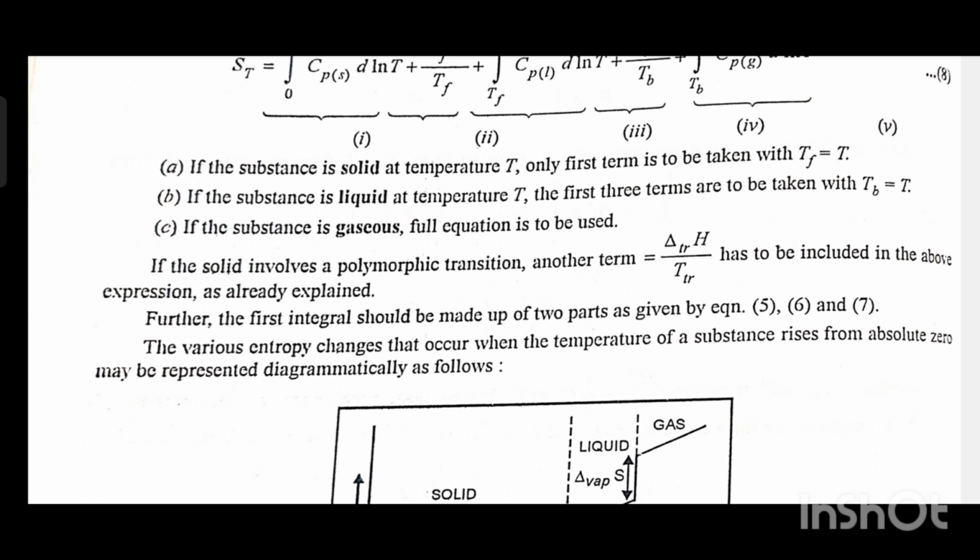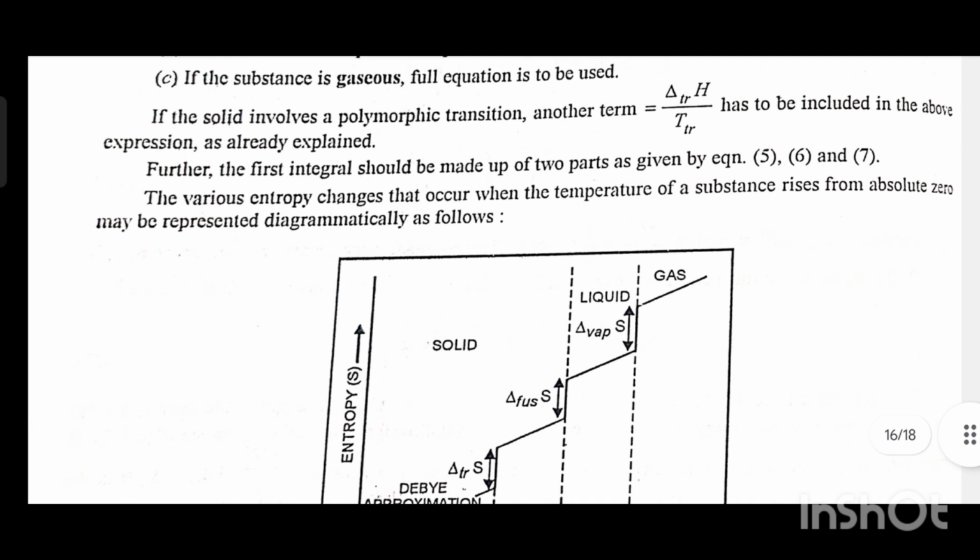If the solid involves a polymorphic transition, another term, delta H(tr) upon T(tr), has to be included in the above expression as already explained. Further, the first integral should be made up of two parts as given by equations 5, 6, 7. The various entropy changes that occur when the temperature of a substance rises from absolute zero may be represented.